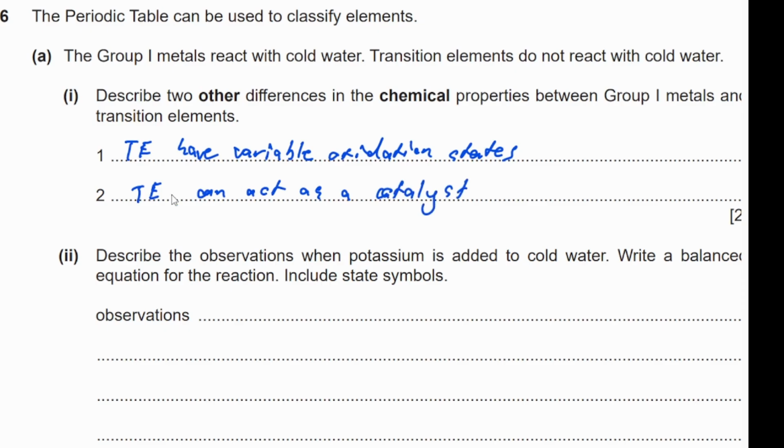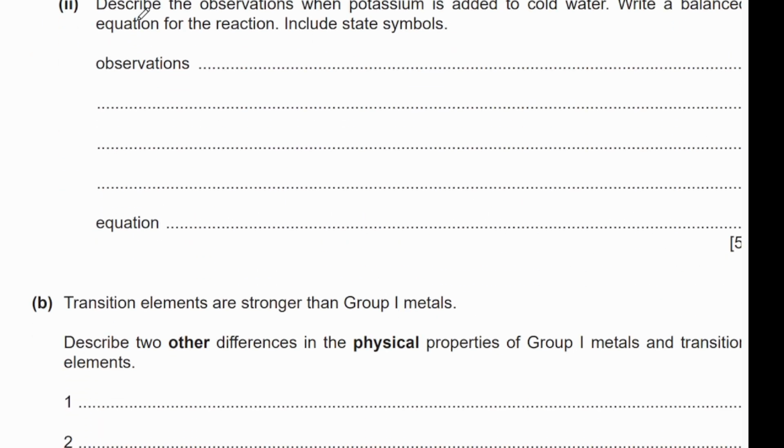So transition elements have catalytic properties, and transition elements also have variable oxidation states, right? Describe the observations when potassium is added to cold water. Write a balanced equation for the reaction. Okay, so whenever you add a group 1 metal into cold water, there will be a violent reaction because it's quite reactive, and you'll produce that metal's hydroxide.